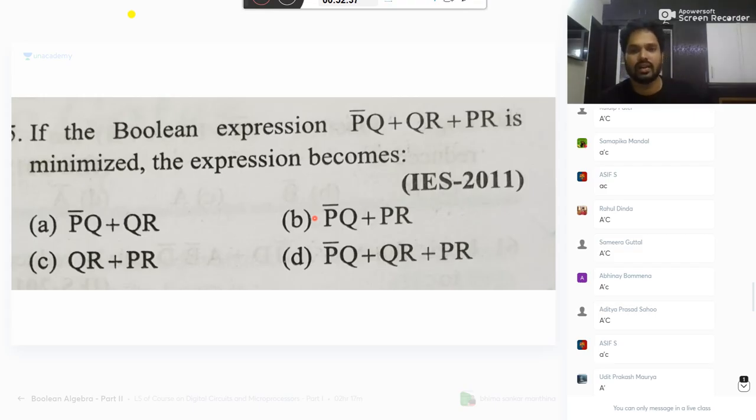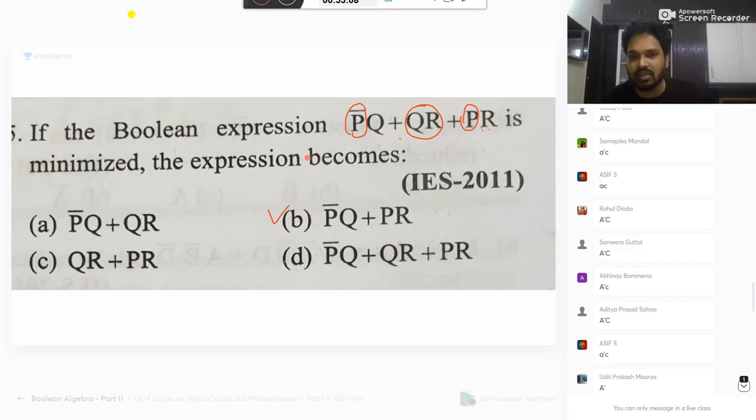Okay. So the right answer is this one. Now remember the thumb rule. See here. You should have a variable and its complement. The product of the remaining part is available here. What is the remaining part? Q and R. The product of the remaining part is available. It may be in the middle, it may be in the first. Don't worry about the order.